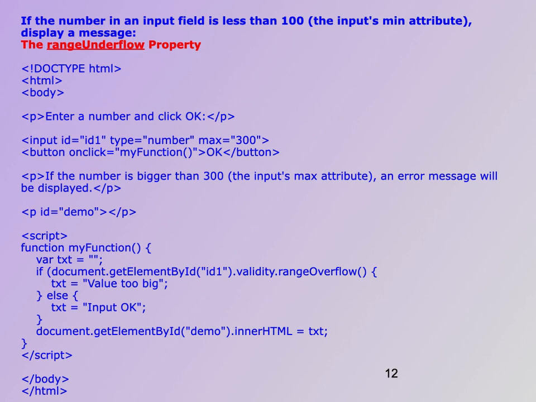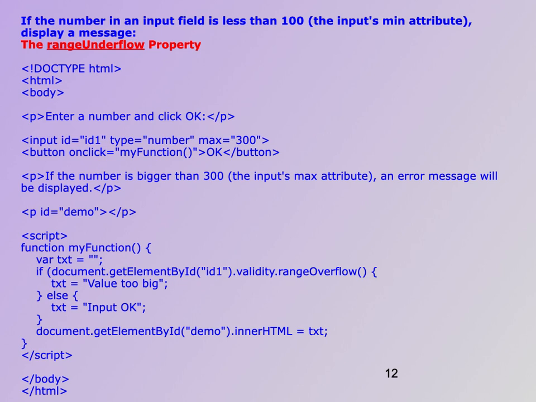For that we will be using the range overflow property, followed by a message, and a paragraph tag with id equal to demo is specified. In our script function, myFunction is there. So var txt is equal to empty string, if document dot getElementById id1 dot validity dot rangeOverflow.